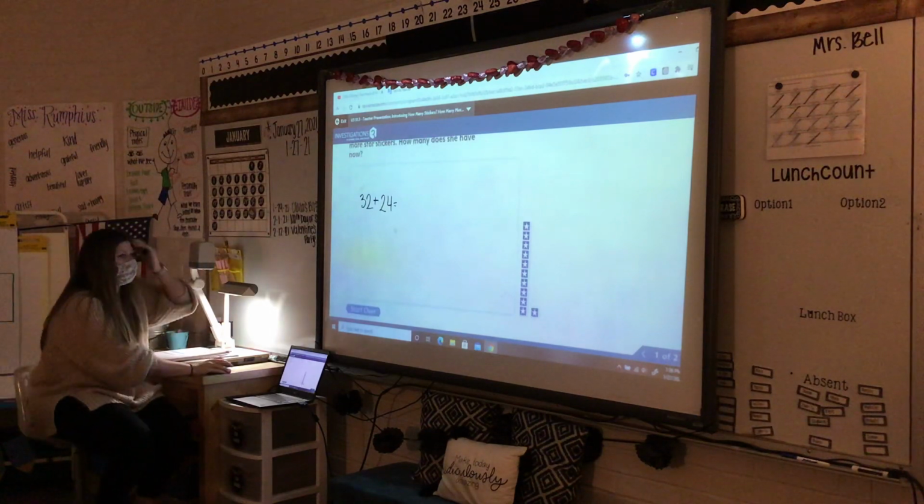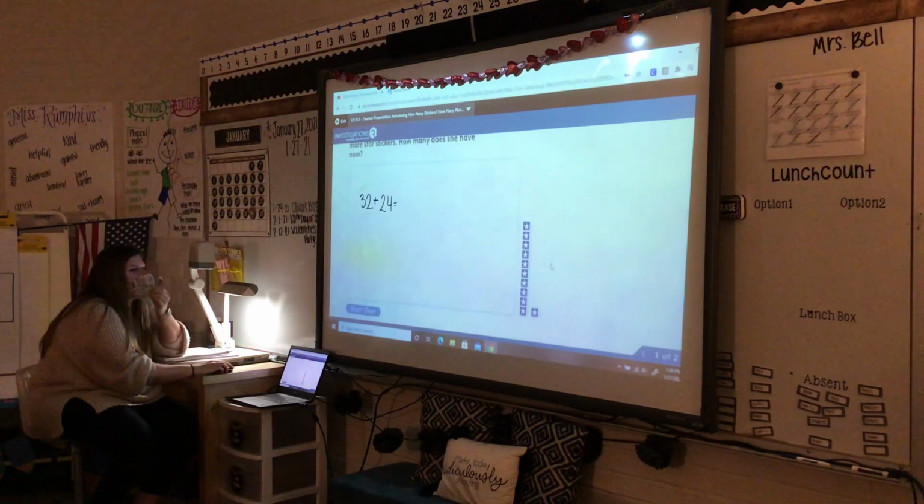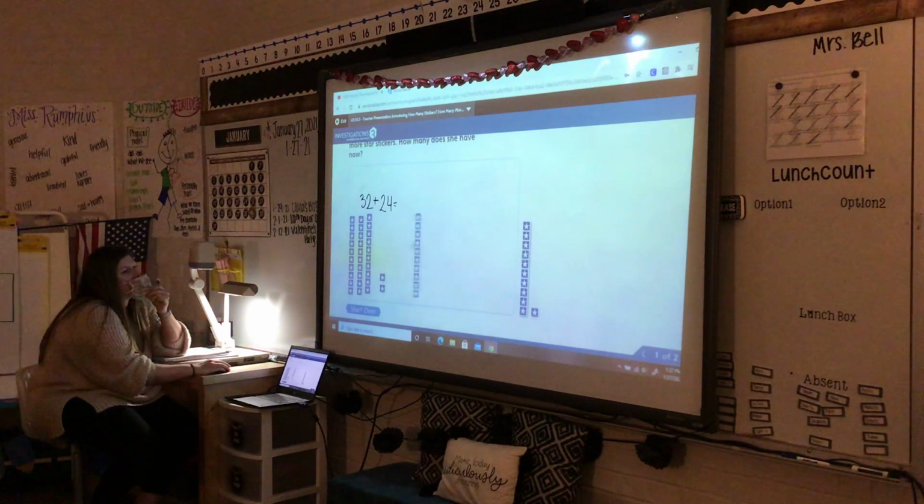So now to work it out, how many of my sticks of 10 do I need to show 32? 3 strips of 10 and how many singles? 2 singles. To show 24, I need how many strips of 10? 2 strips of 10 and 4 singles.